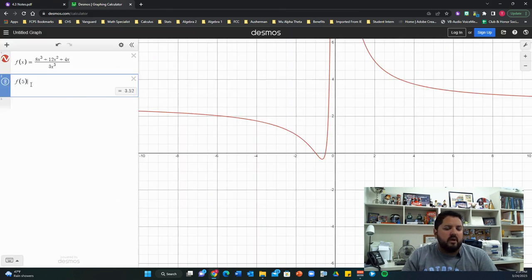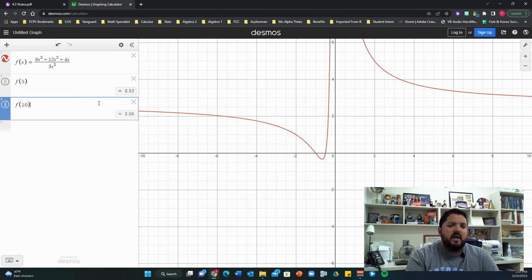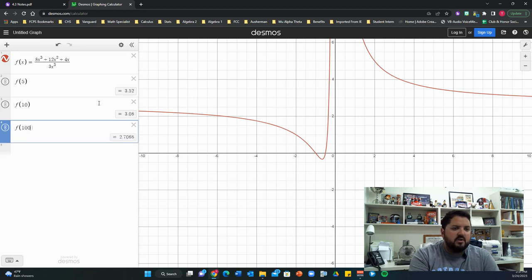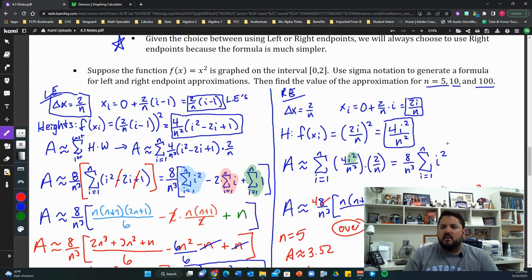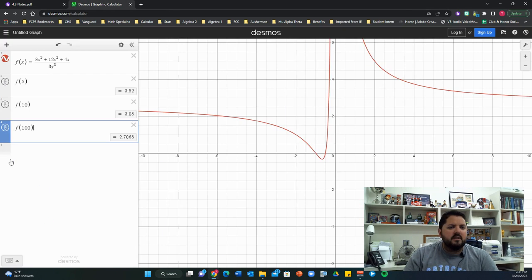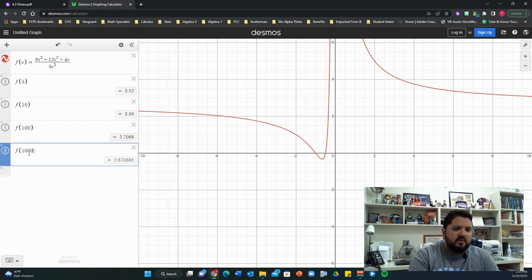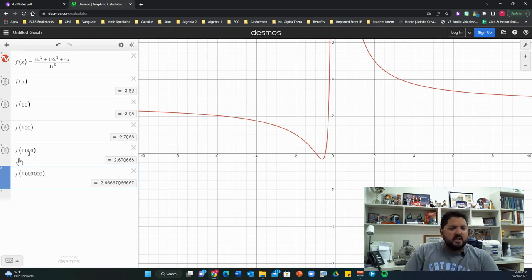So when we use 5 subintervals, we get an approximation of 3.52. If I up that to 10, then it comes down to 3.08. If I go to 100, 2.7068. Let's see, how far do we go? I think we went a little bit further for the left endpoint. So if I keep going to 1,000, then let's just jump it way up here to 1,000,000. Then you guys can start to see now that number should look familiar. That was actually the same value that we were approaching from the other side.